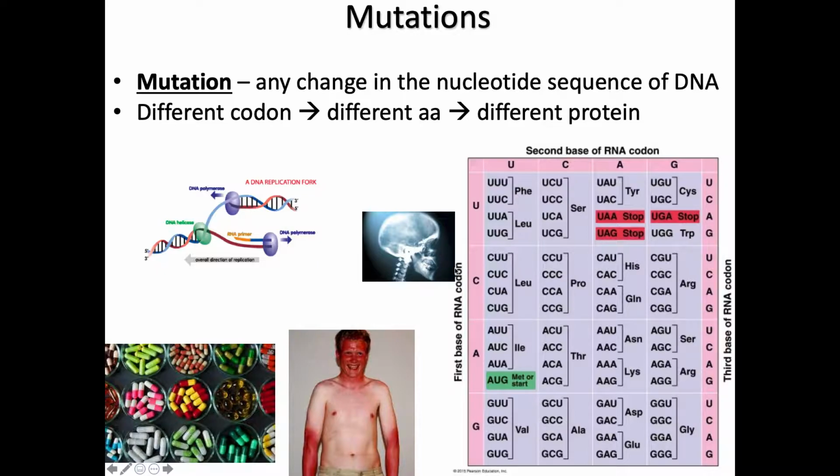Or mutations can occur by physical or chemical agents. So physical agents, we have X-rays, or from the sun, UV rays, drugs, alcohol, chemical agents.